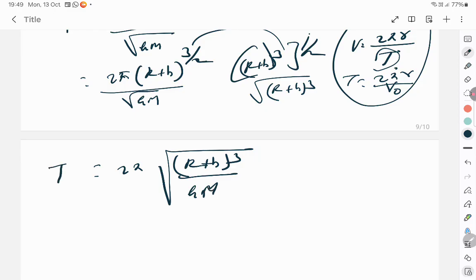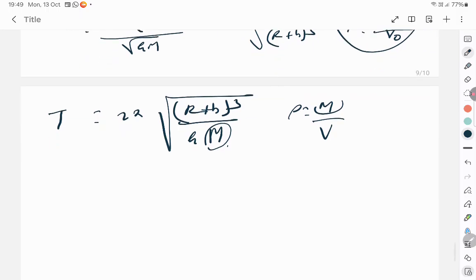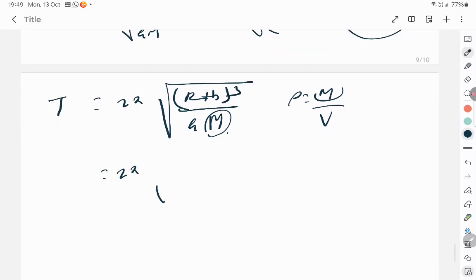But having said that, this does not complete the derivation. You have to continue. What is mass? Density is mass by volume. Mass is density into volume. Let's replace that as 2 pi into root of r plus h the whole cube by G into density into volume.